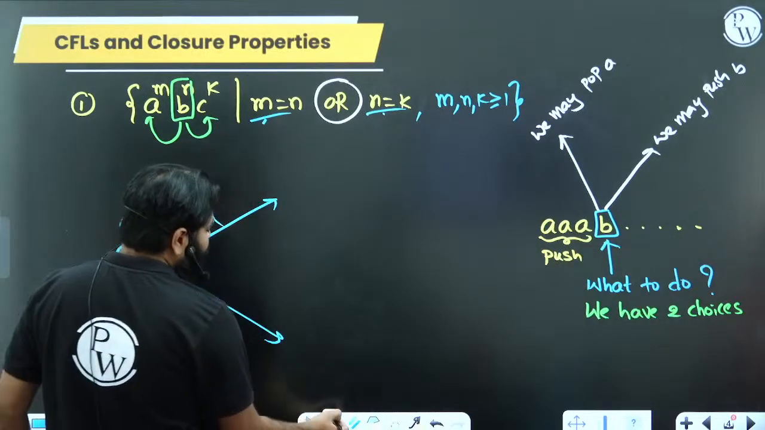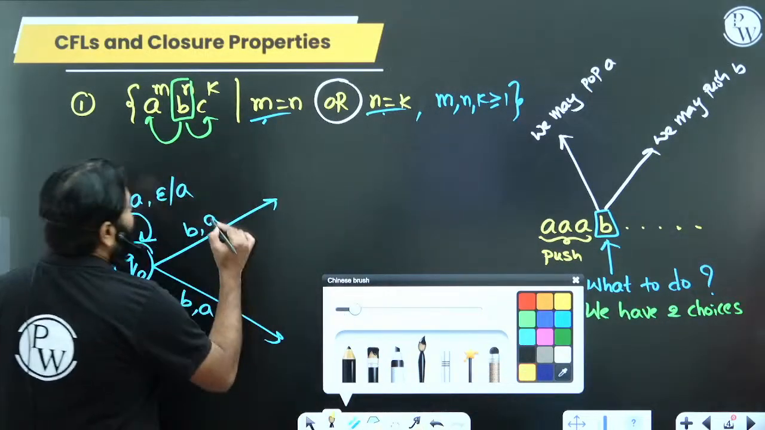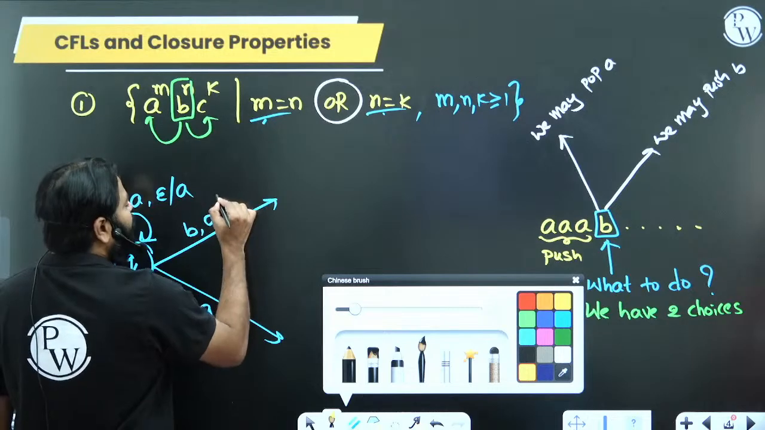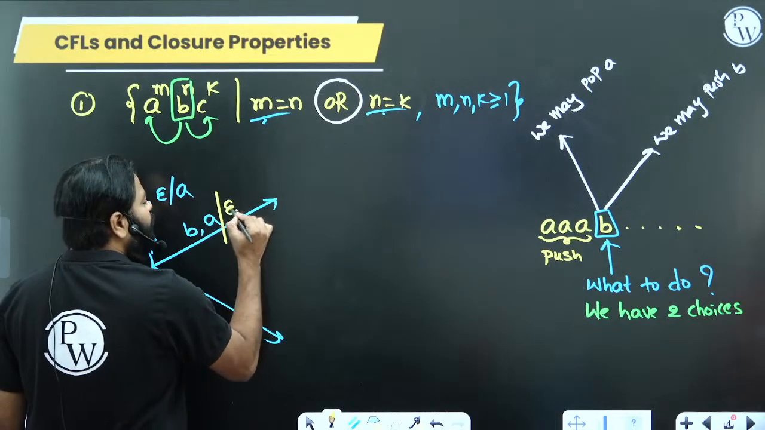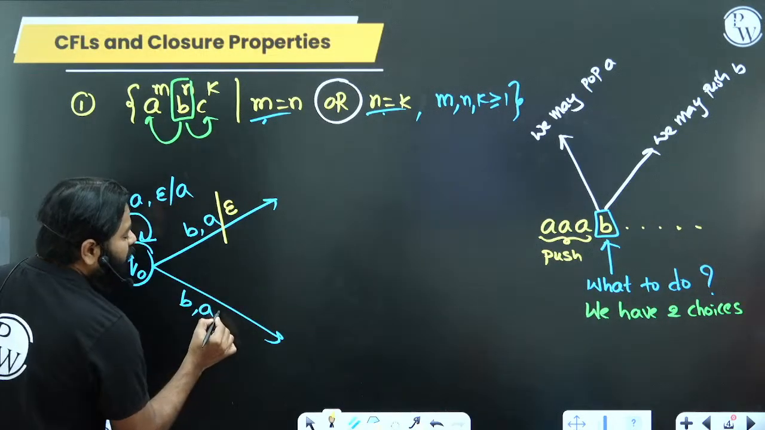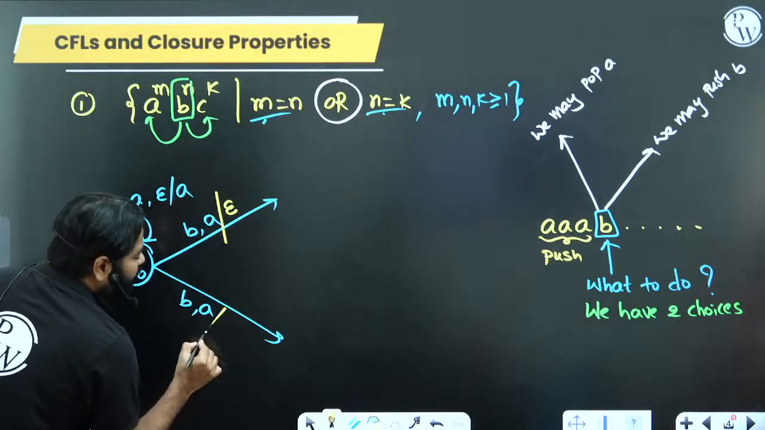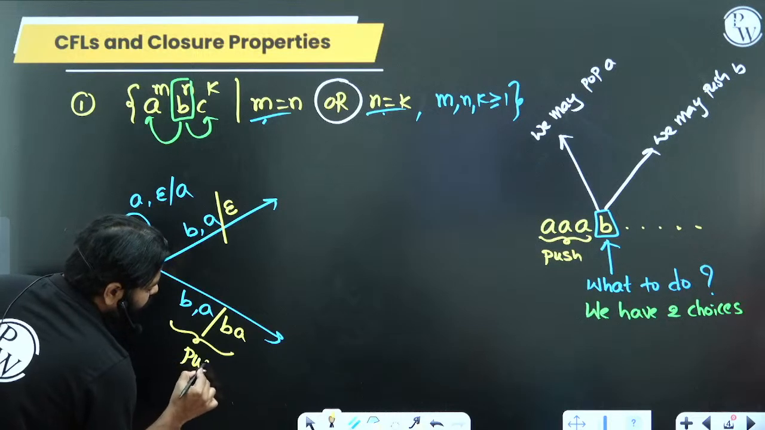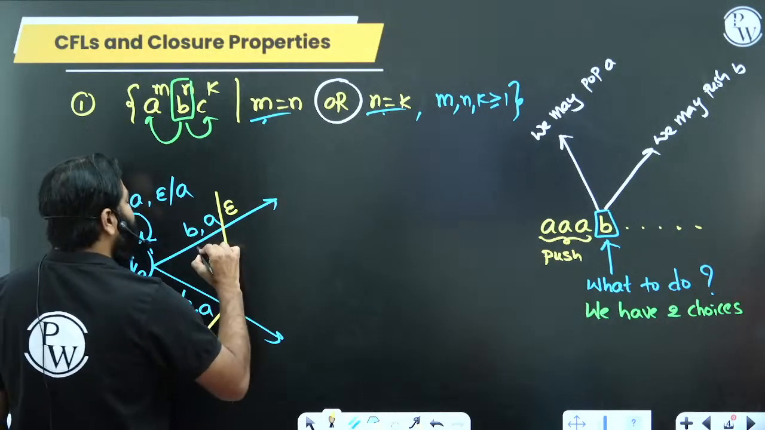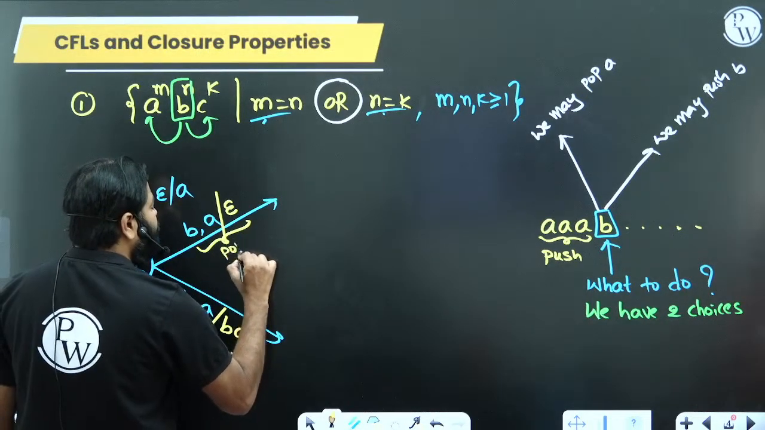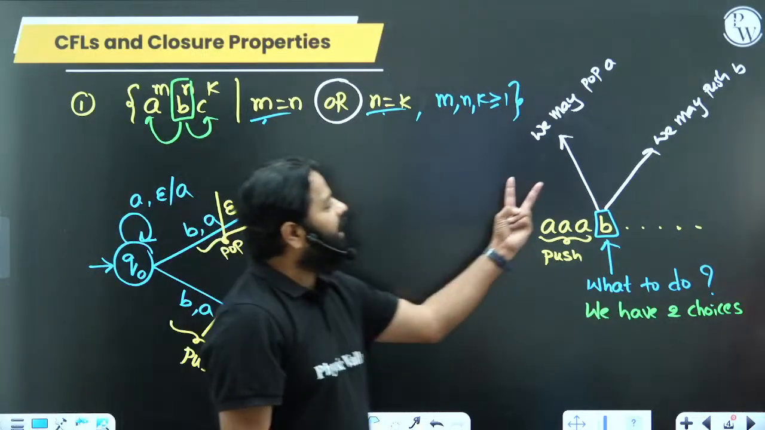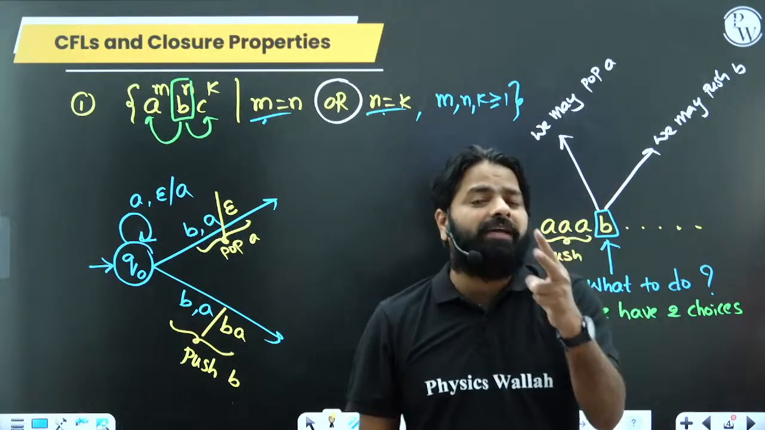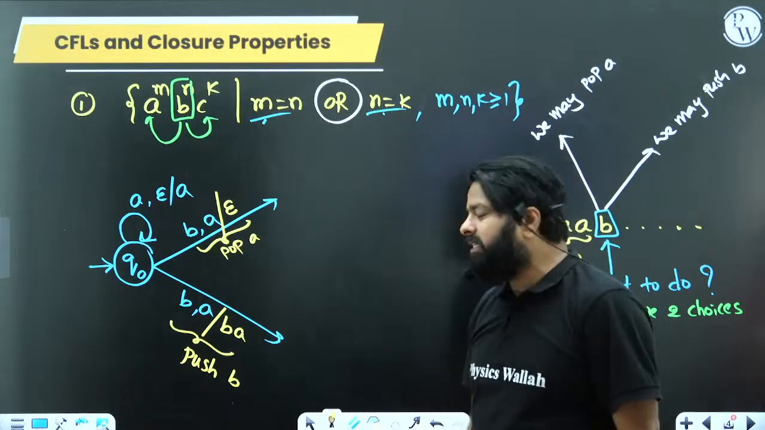Now, what do you do? B comma A. If you want to check m equal to n, you have to pop. If you want to check n is equal to k, you have to push it, BA. So this is the push operation, and this is the pop operation. So I have two paths to satisfy two different valid strings.